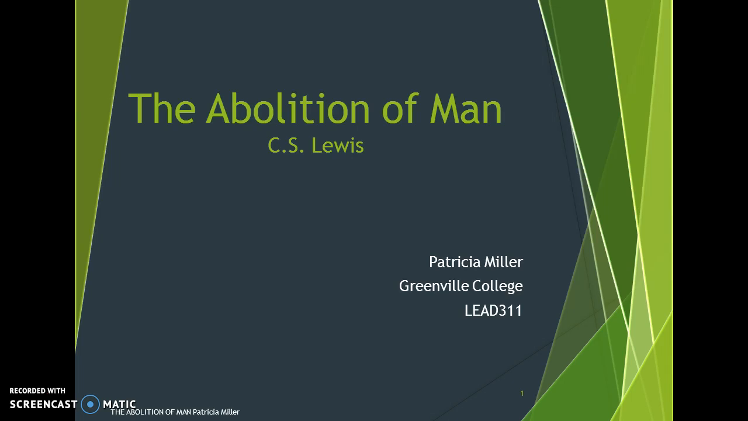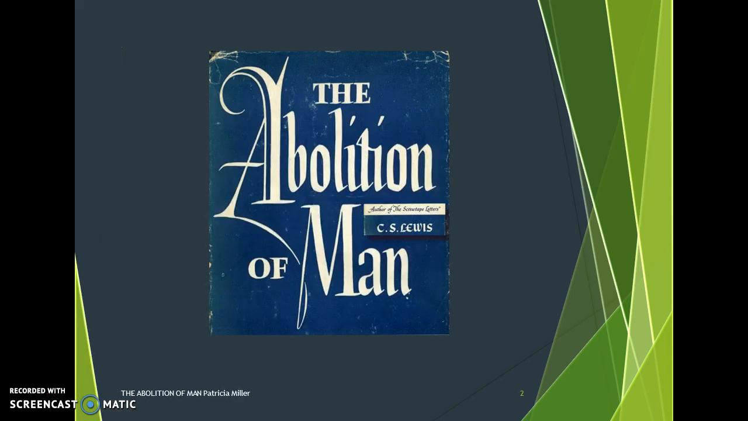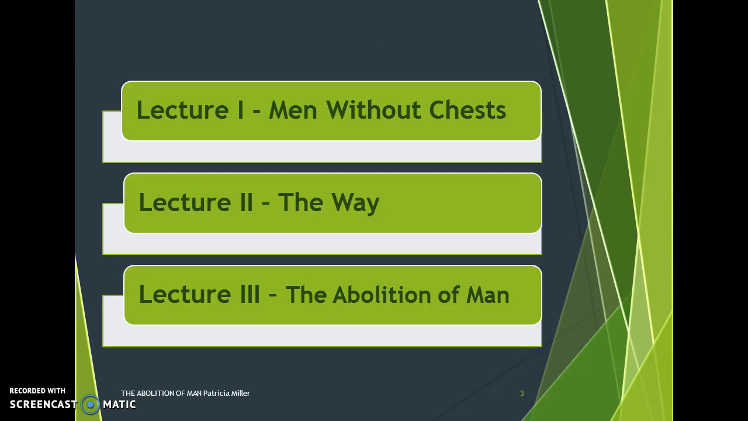The book I chose to report on is The Abolition of Man, written by C.S. Lewis in 1943. The book originated during World War II when Lewis was asked by the University of Durham to present the Riddell Memorial Lectures in February of that year. Later that year, the book was published as The Abolition of Man, consisting of Lewis's 3 lectures, Men Without Chests, The Way, and The Abolition of Man.